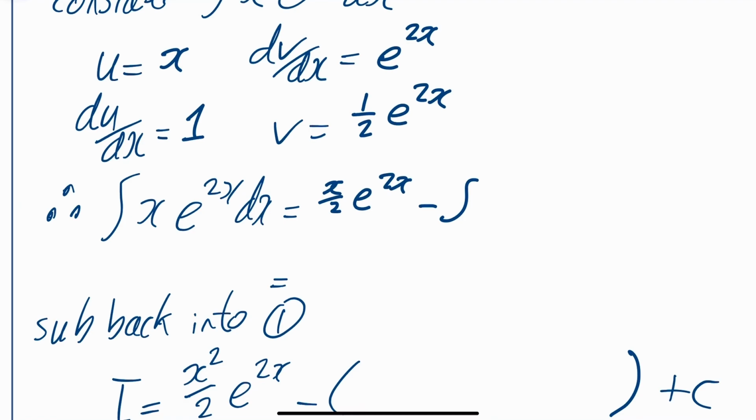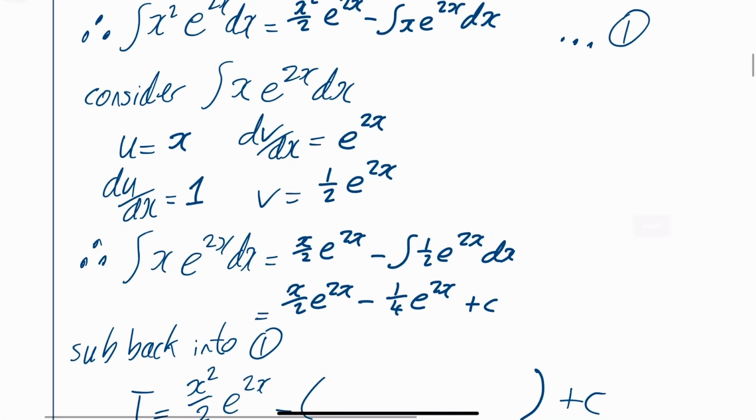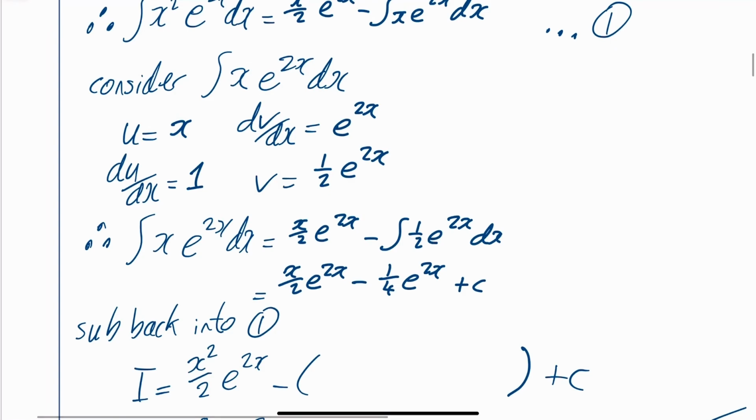v du, so it's going to be a half times the integral of e to the 2x, and then we'll sort that out. That's going to be x over 2 e to the 2x, and that will be minus 1/4 e to the 2x, and then plus your c. Okay, so we sub that back into equation 1. There was your equation 1 up above. So if we sub that back in, we now know that this whole bit can be written as this.